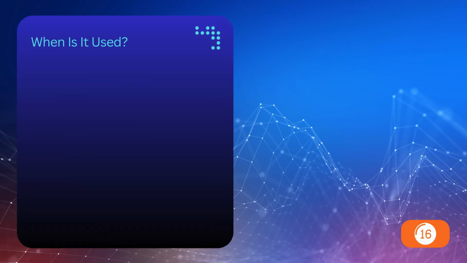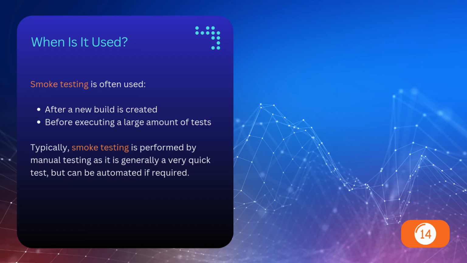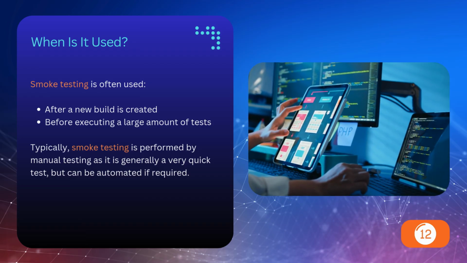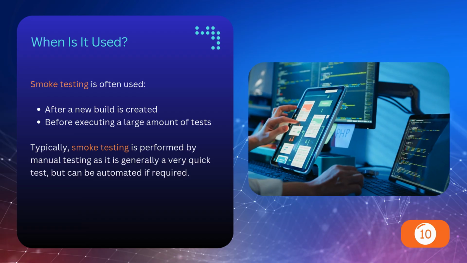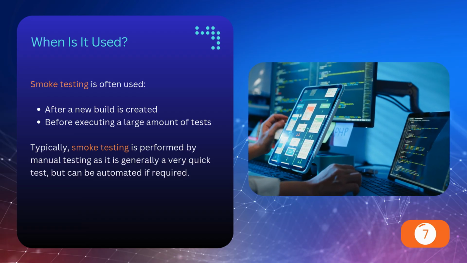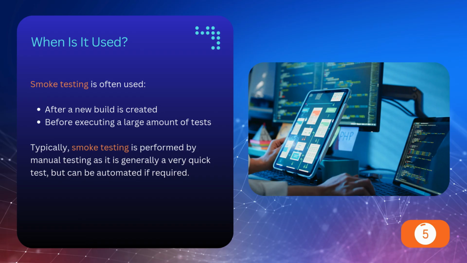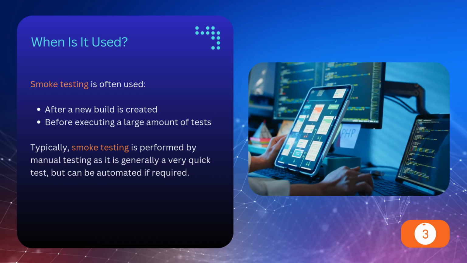When is it used? Smoke testing is often used after a new build is created, before executing a large amount of tests. Typically, smoke testing is performed by manual testing, as it is generally a very quick test, but can be automated if required.